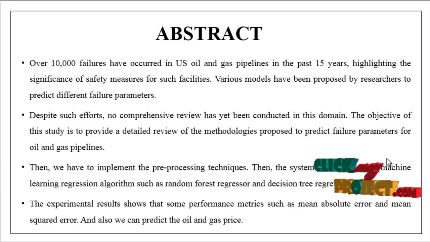oil and gas pipelines. Then we have to implement different techniques for predicting the oil and gas price. Here the system is developed using machine learning regression algorithms such as random forest regressor and decision tree regressor. Finally, the experimental results show performance metrics such as mean absolute error and mean squared error, and also we can predict the oil and gas price effectively. So this is the overview of our project.